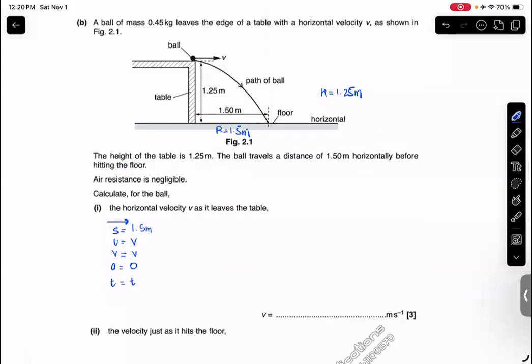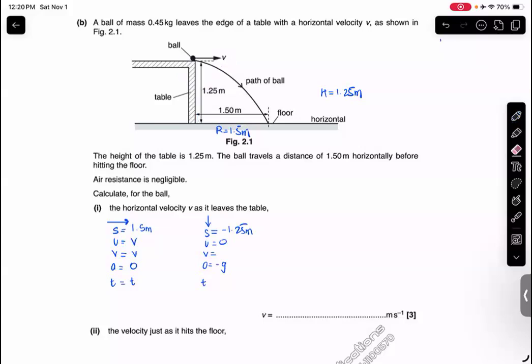We don't have time either, but we can find out time, right? By using the vertical SUVAT. We know that acceleration is minus g, V is something. We know that vertical initial velocity is zero at this point, because initially you have zero vertical velocity. So this is going to be zero. S, we know what S is. It's minus 1.25 meters, because it's going down in this case.